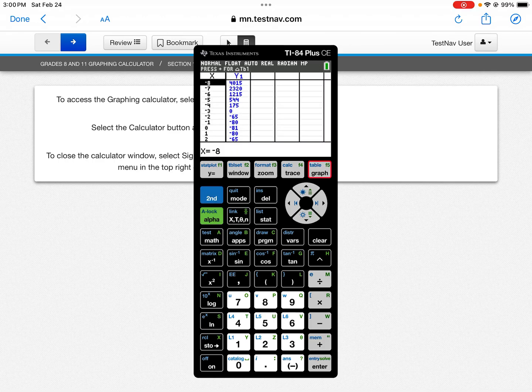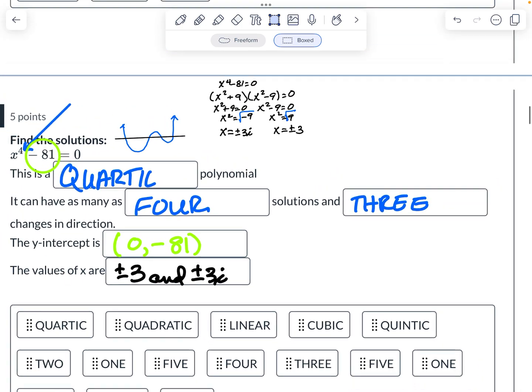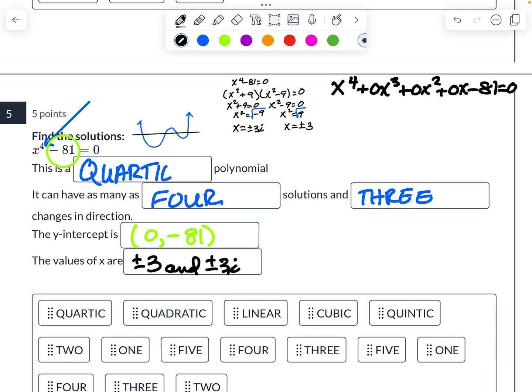And of course, if you're uncertain, you can check. And right here at negative 3, the y value is 0. And right here at positive 3, the y value is also 0. So those are 2 of your answers, but you're 2 answers short. So then, if you're 2 answers short, then you need to go to synthetic division. And when you do synthetic division, you need to remember that x to the 4th power plus 0x cubed plus 0x squared plus 0x minus 81 is really the question. All those powers have to be provided.